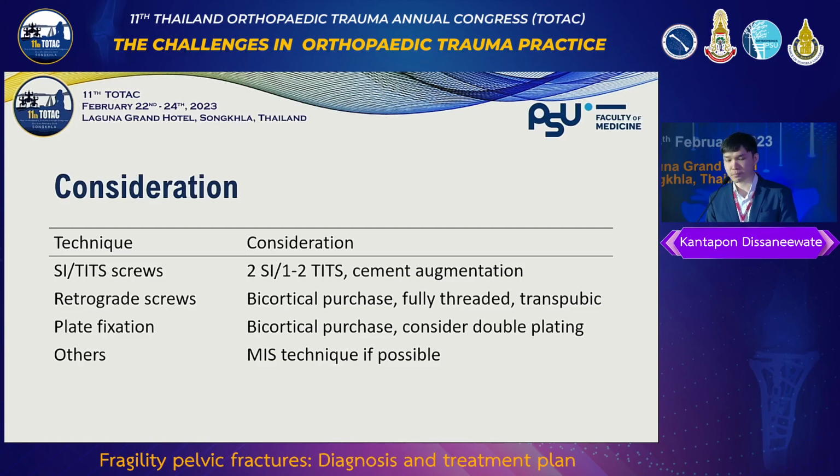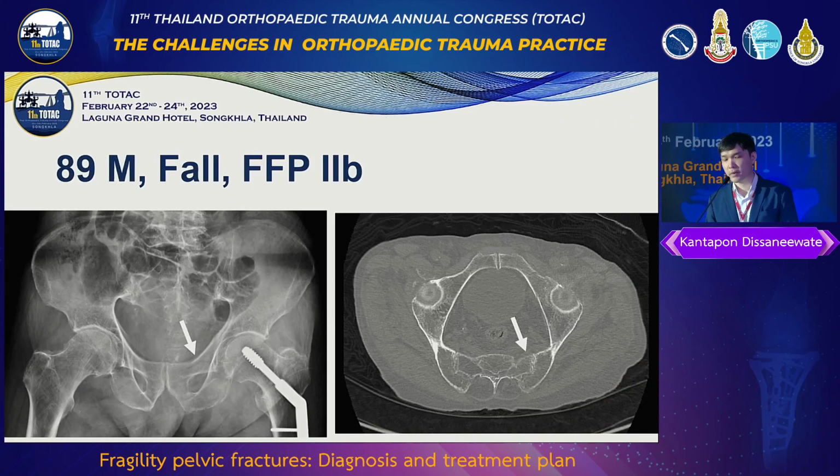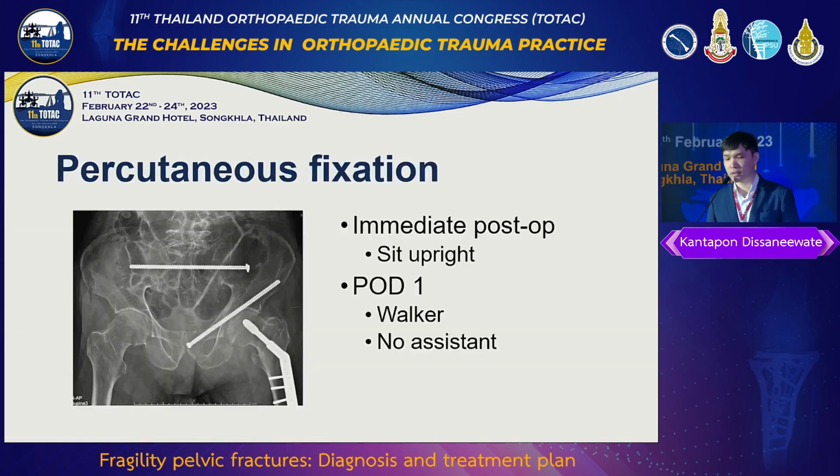For other techniques, we should consider MIS if possible, such as minimally invasive fluoroscopic or navigation-guided lumbopelvic fixation. In this case, an 89-year-old male fell with an FFP. At first he was type 1 and refused admission for pain control. After 2 weeks, he came back and still could not sit upright on the bed. We sent him for a CT scan and found that the posterior ring also had fractures. We performed percutaneous fixation, and the patient could sit upright immediately post-operatively, and on day 1 he could walk with a walker without any assistance.